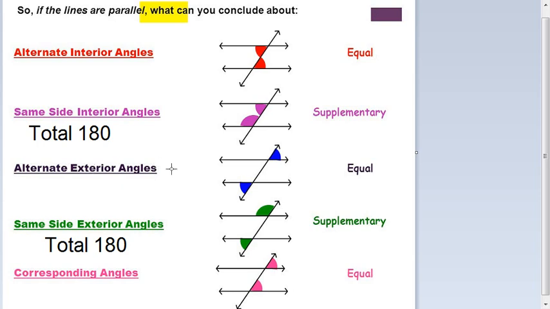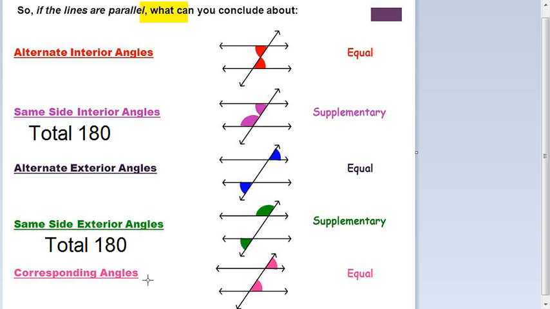Alternate exterior angles means this Z which is formed opposite of those angles, opposite of this is over here, opposite of this is over here. So they will always be equal. Remember, alternate angles whether interior or exterior, they will always be equal. The next, same side exterior angles means these. See here, these inside ones are called interior angles same side. These are called exterior angles same side. So these are again supplementary, 180 degrees. Remember, same side interior angles also 180 and same side exterior angles also 180.